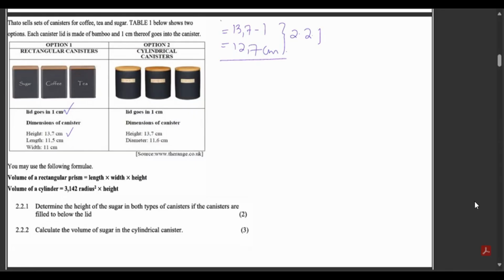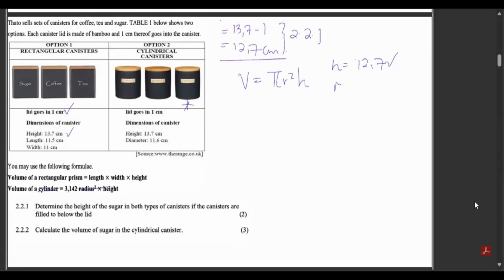3 marks, calculate the volume of the sugar in the cylindrical container. Now remember they said in the cylindrical. So these are the ones. How do you get the volume of a cylinder? You come here. Oh, it's already given here. So we shall say volume equals pi r squared h. Ask yourself, where do I have the height? Remember now the height is going to be this one because they're saying calculate the volume of the sugar. The sugar does not add up to the top. So it doesn't fill up to the top. It leaves some space.